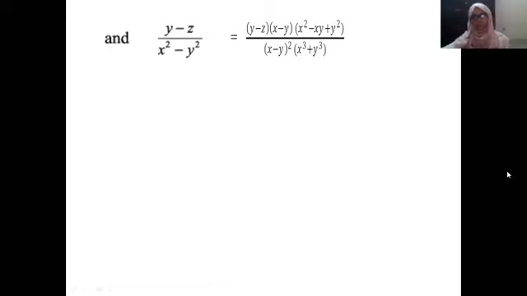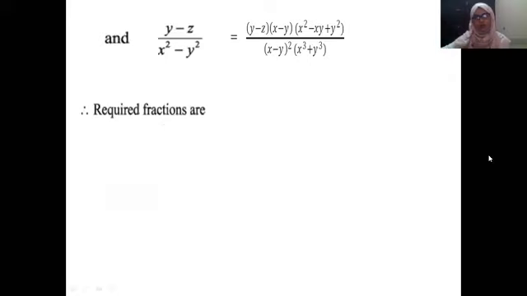Again, we divide LCM by this denominator. We get the quotient x minus y into x square minus xy plus y square, and multiply both numerator and denominator by this quotient. We get y minus z into x minus y into x square minus xy plus y square by x minus y whole square into x cube plus y cube.